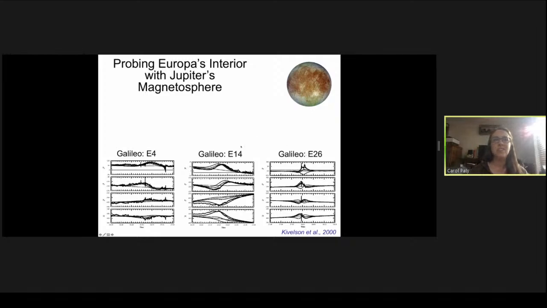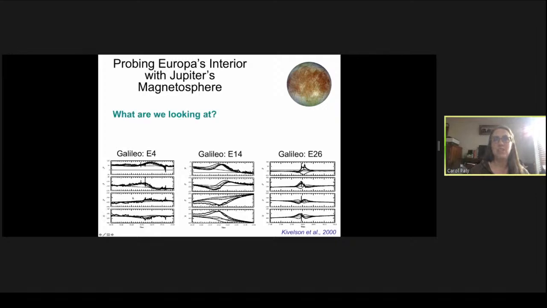But what are we actually looking at here? And just in case you can't see it, because I know it's small and grainy because it's old data that's been scanned here. You're looking at the magnetic field observation in the 3 vector components, Bx, By, Bz, relative to Europa, and the total magnetic field strength.